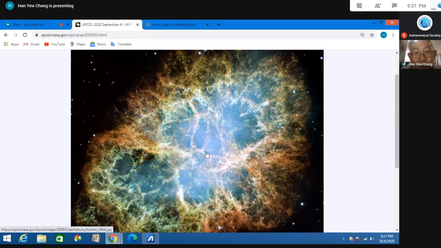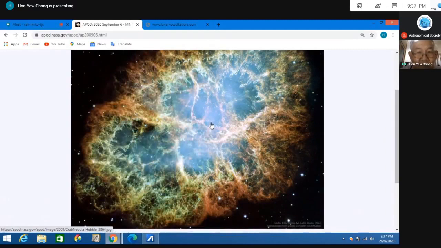part can form either a neutron star or a pulsar, which is a fast rotating neutron star, or a black hole. But in this case, it actually formed a pulsar, spinning on its axis at 30 times per second. So in the center of this M1, you have a millisecond pulsar. That means every millisecond, there is a pulse.